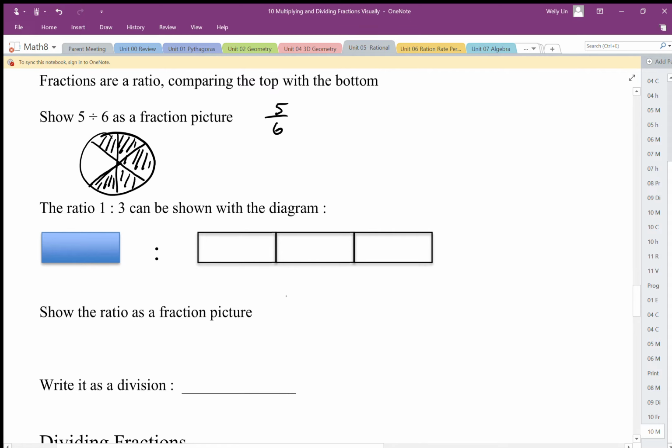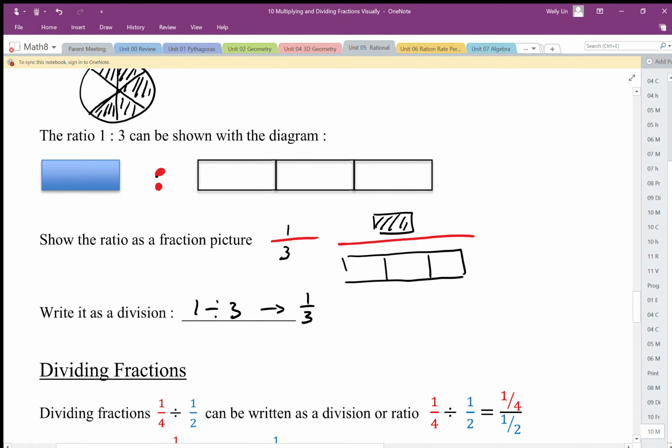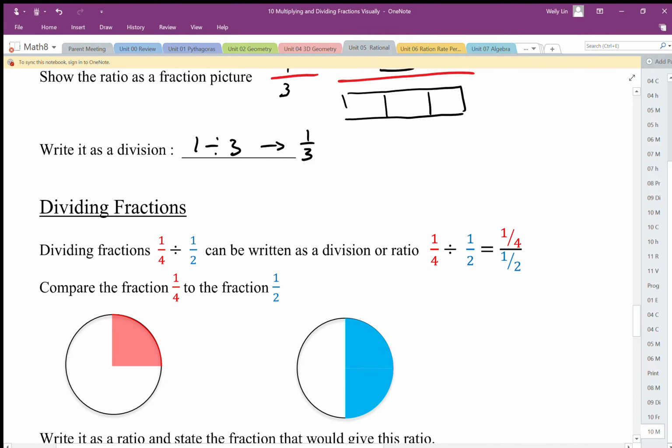So 1 to 3 can be shown as a fraction of 1/3, and we can show this as 1 part to 3 parts that make up the whole. Okay, so there's my divide here, and maybe I'm going to highlight that, so that divide is going to be that, and that is my ratio of comparison. So writing it as division, I have 1 divided by 3, and that can be rewritten as a fraction of 1/3. So this is a model that we're going to use for dividing fractions.